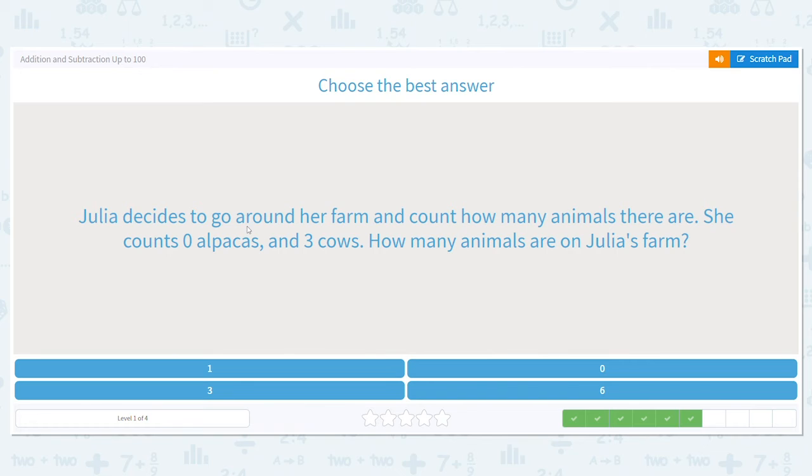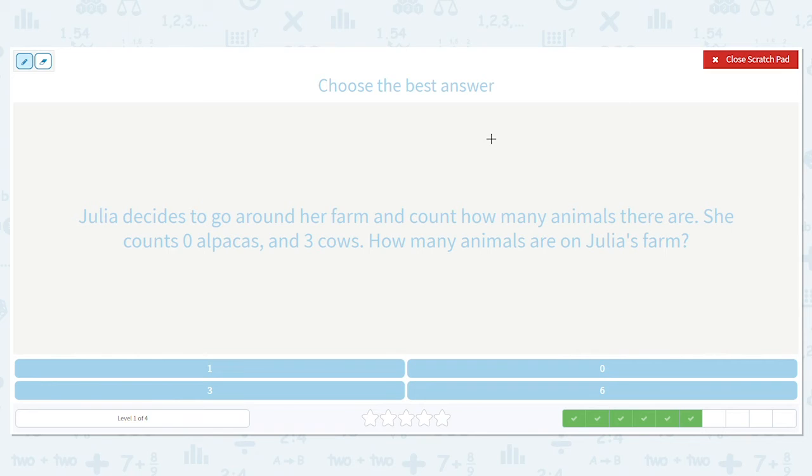Julia decides to go around her farm and count how many animals there are. She counts 0 alpacas and 3 cows. How many animals are on Julia's farm? Okay, let's get these key words and numbers. How many alpacas? 0 alpacas. How many cows? 3. Do you see any key words or phrases that tell us that we're adding?